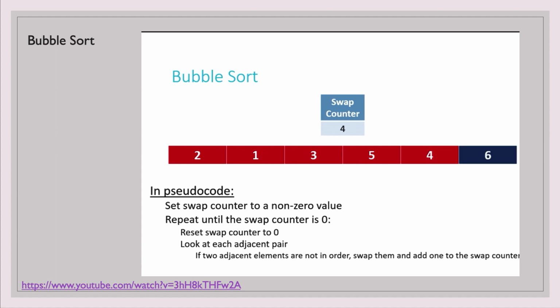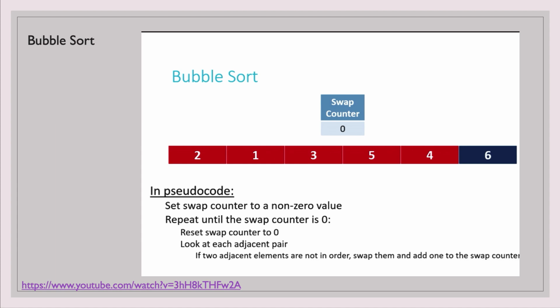And so we can now declare that that is sorted, and in future iterations going through the array again, we don't have to consider 6 anymore. We only have to consider the unsorted elements when we're looking at adjacent pairs. So we have finished one pass through bubble sort, so now we go back to the question, repeat until the swap counter is 0. Well, the swap counter is 4, so we're going to keep repeating this process again.